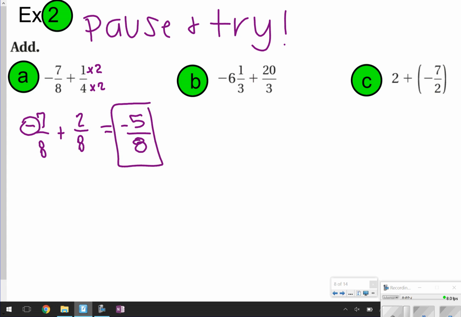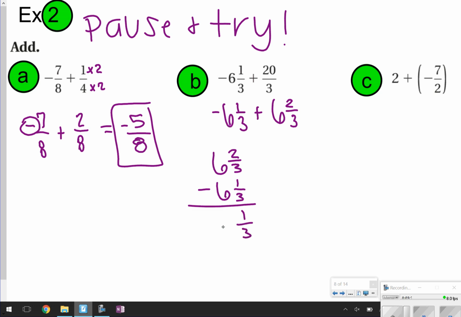For letter B, you notice that you have both 3's, and that's great. So what you're going to be doing with this one, I would maybe change that improper fraction to a mixed number, just so they can look alike. So I'm going to keep -6 and 1/3 the same, but I'm going to change 20/3. 3 can go into 20 6 times with 2 remaining, so 6 and 2/3. Notice I still have the same denominators, and I do have different signs again, so I will have to subtract. So I'm essentially just going to take 6 and 2/3, which is the larger one, and subtract 6 and 1/3 from it. 2/3 minus 1/3 is 1/3, and 6 minus 6 is 0. So my answer will just be 1/3, and I'm going to keep 1/3 positive because my larger value, 6 and 2/3, is positive.